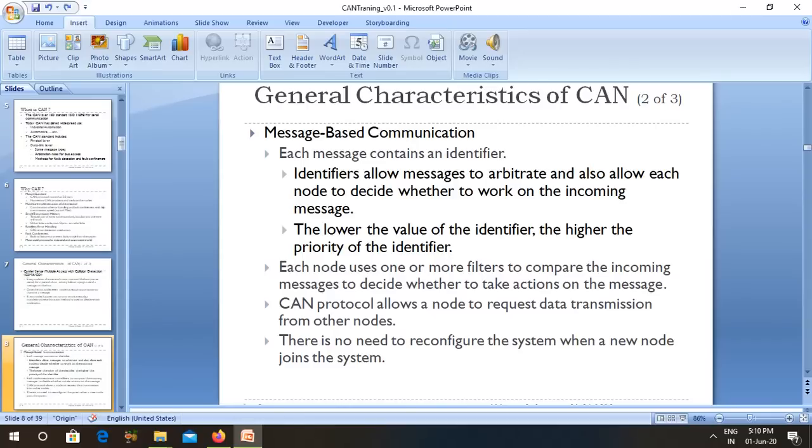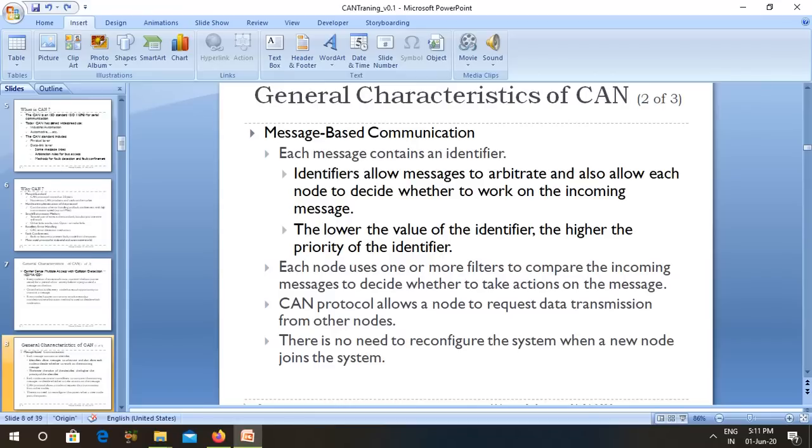For example, usually the power mode messages or engine status messages will have the lowest numbers. Based on my experience, the power mode messages in an automotive unit will have the message identifier with the number 80. Other messages, like infotainment messages or cluster status messages, will have higher numbers, which means they are of lower priority than this one. Are you able to follow me?